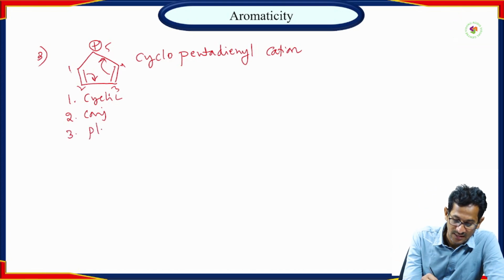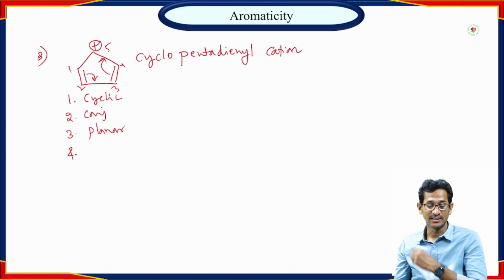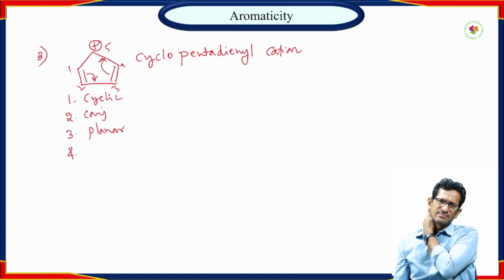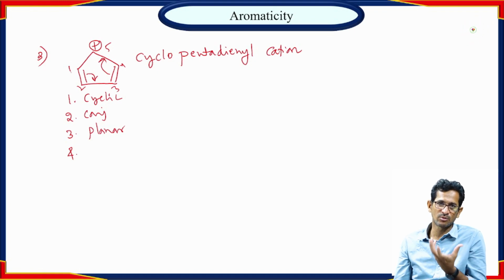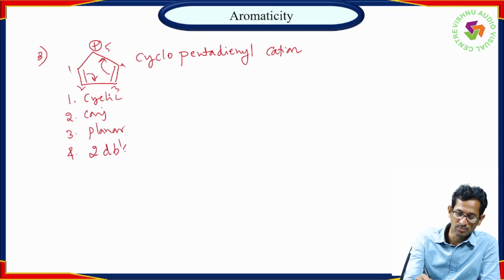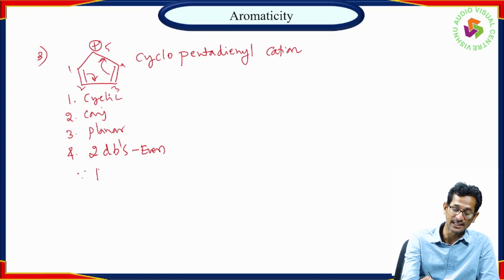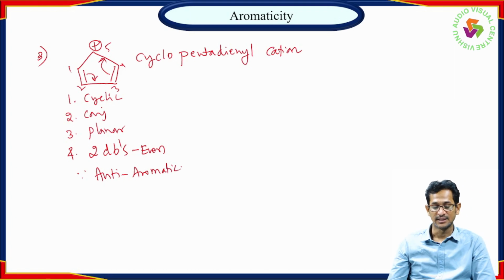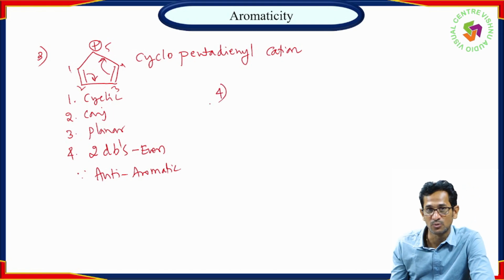The third one is, conjugation means planar compound. The fourth one is we have to see, the first three conditions are satisfied. So now the number of the double bonds. If it is a positive charge, it cannot be considered as a double bond as it provides 0 electrons. Therefore, two double bonds. Two double bonds means even. Therefore, cyclopentadienyl cation is anti-aromatic. Anti-aromatic. Right?